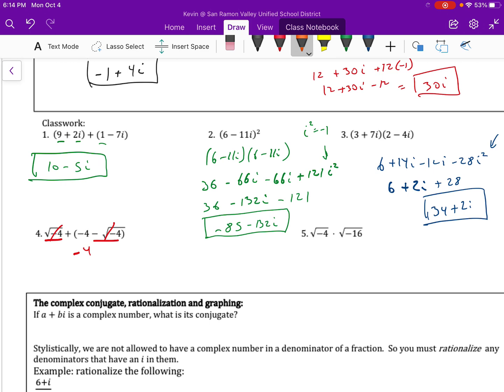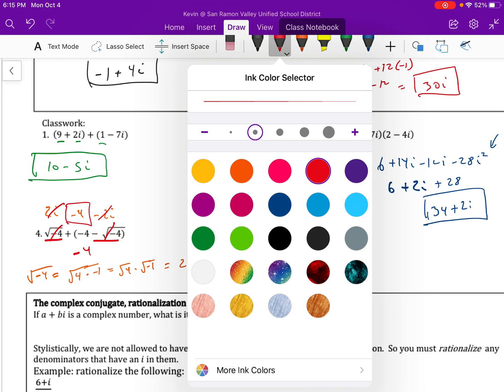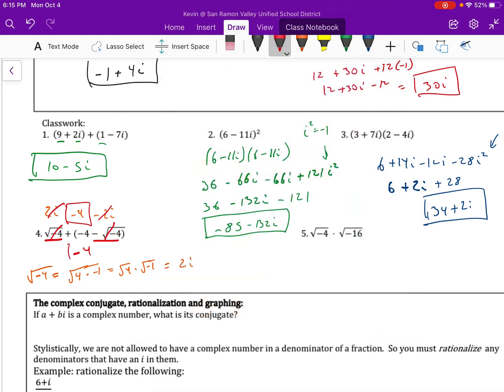If you wanted to, though, you could take it to the next level and say, okay, the square root of negative 4 equals the square root of 4 times negative 1. That would equal 2 times the square root of negative 1. That equals 2i. So we could say this is 2i, and then this is minus 4, and then this is minus 2i. And again, these would cancel out, and again, our answer would be negative 4, as it was down here.